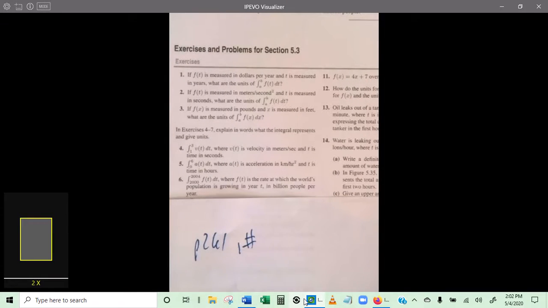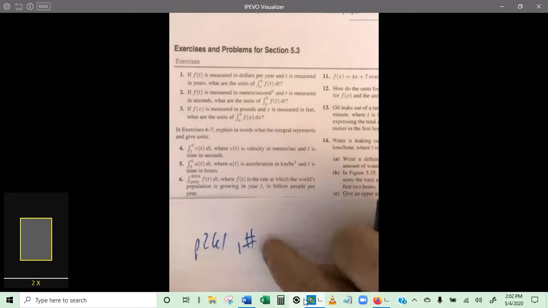Okay, so I want to continue our discussion here about properties of integrals, and we're going to go over some specific ones today. But first, before we do that, I want to take a look at this homework problem. One of our past homework problems that I checked was number 6 on page 261.